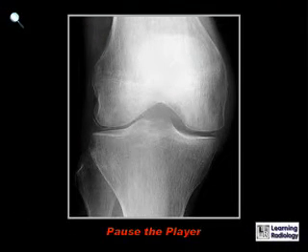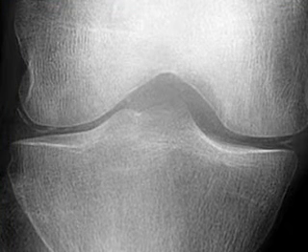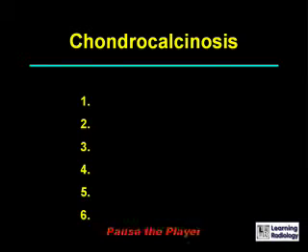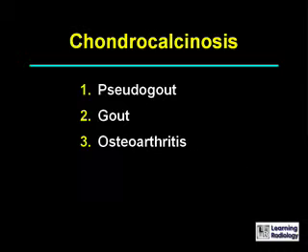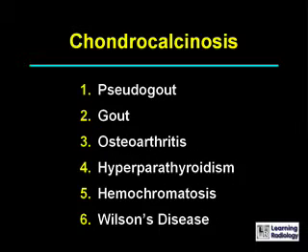Here is the next differential diagnosis. Pause the player. The differential diagnosis is for chondrocalcinosis. There are 6 causes listed. Pause the player. 6 of the causes of chondrocalcinosis include pseudogout, gout, osteoarthritis, hyperparathyroidism, hemochromatosis, and Wilson's disease.